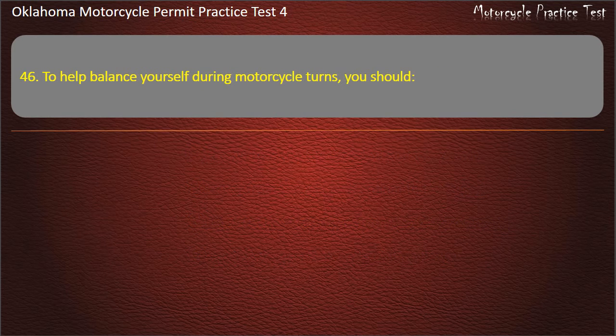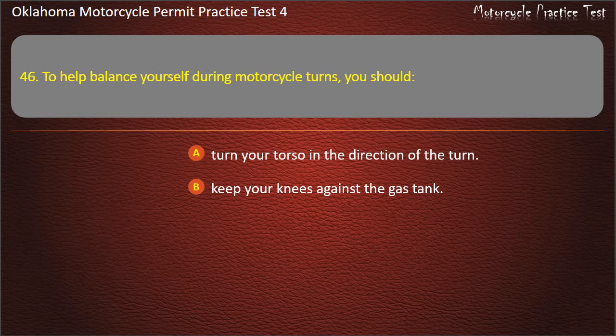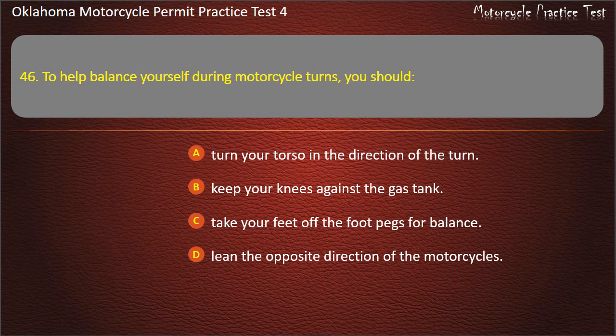Question 46. To help balance yourself during motorcycle turns, you should turn your torso in the direction of the turn. Keep your knees against the gas tank. Take your feet off the foot pegs for balance. Lean the opposite direction of the motorcycle. Answer. Keep your knees against the gas tank.